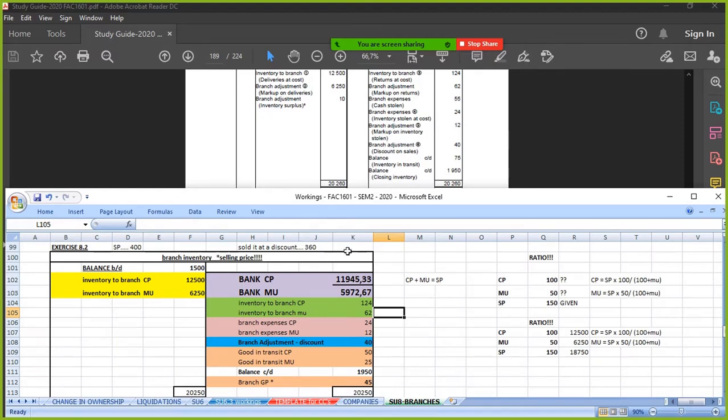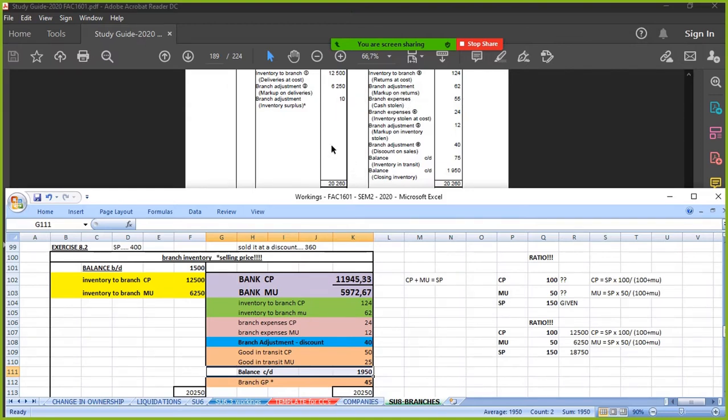Okay, next. The 40 we've got, the discount, we spoke about that, that's fine. The balance of inventory that we took out, I took that out, that's fine. And then you've got the goods in transit, which we did take out, that's fine. Okay, yeah, so the only difference here is this branch expenses, which is the stock that's stolen.